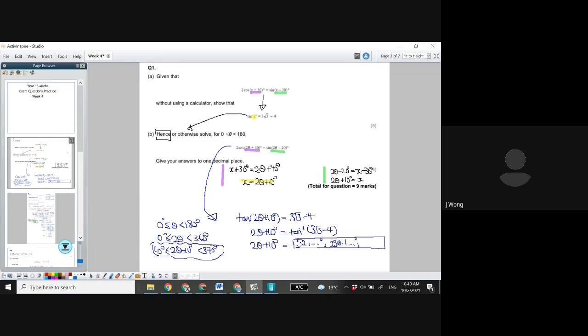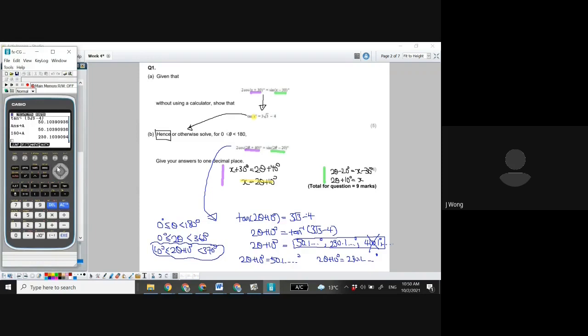So you keep on adding 180. If you add 180 to this one, you'll have 410, but then that will go beyond what we have. Okay, so we're just going to subtract 180 to check on this one, where you have minus 130. So no, you don't need those answers. You just need these two, and you make theta the subject. So you have 2 theta plus 10 degrees equals 50.1, that answer, and 2 theta plus 10 degrees equals 230.1 answer. Then you just rearrange for theta.